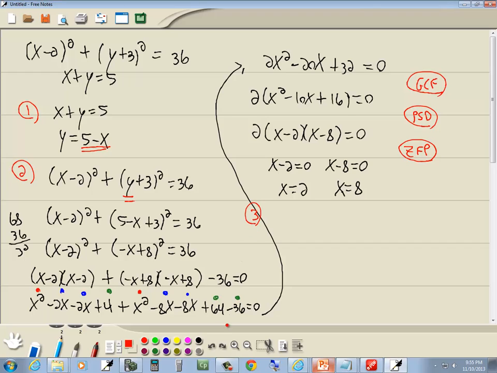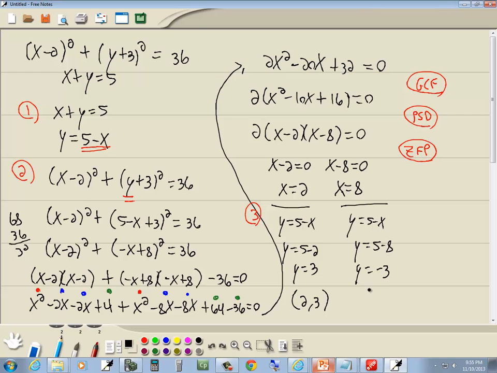Now step 3, we want to plug those into our equation from step 1, which was y = 5 − x. If I put 2 in there, we get y = 5 − 2, or y = 3, which would give us (2, 3). And if I put 8 in here, I get 5 − 8, which is going to give us −3. So this would be (8, −3).